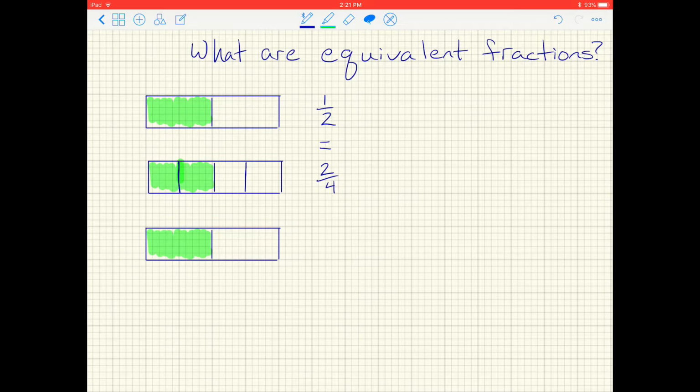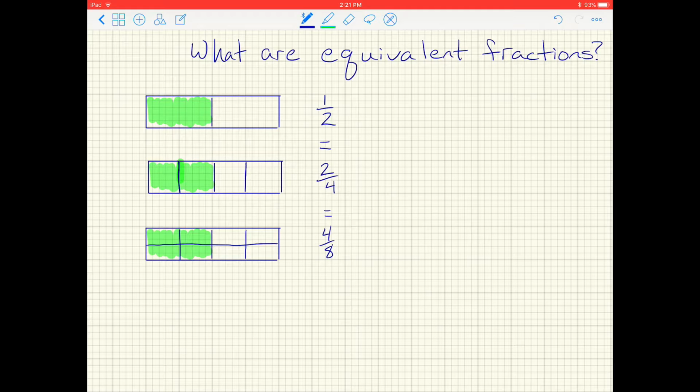And of course, you can just keep breaking this into smaller and smaller pieces if you want to. It'll still be equivalent. There's my fourths. I'll draw another line through this and make them, what do we have now? 1, 2, 3, 4 green pieces, 8 total pieces. 4/8 is also equivalent to 1/2.